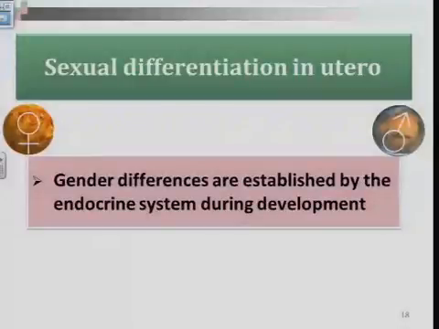So sexual differentiation in utero. That's about all we need to know about endocrinology in men and where androgens come from in women. Okay? And this leads us to sexual differentiation in utero. And the whole point here is to know that gender differences are established by the endocrine system during development. When you learn this, you think of it in terms of genotype. But it's not the genotype, it's the endocrine system.